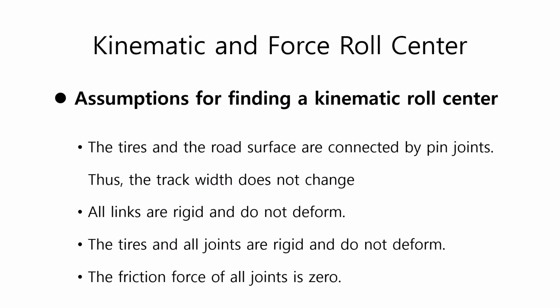When lateral forces are small, the kinematic roll center and force roll center are at the same location. However, when lateral forces are large, this assumption is inconsistent. The force roll center is determined based on force, so these assumptions are unnecessary. However, because the arrangement of the suspension links changes depending on the magnitude of the force, a different approach is required than with kinematic roll centers.